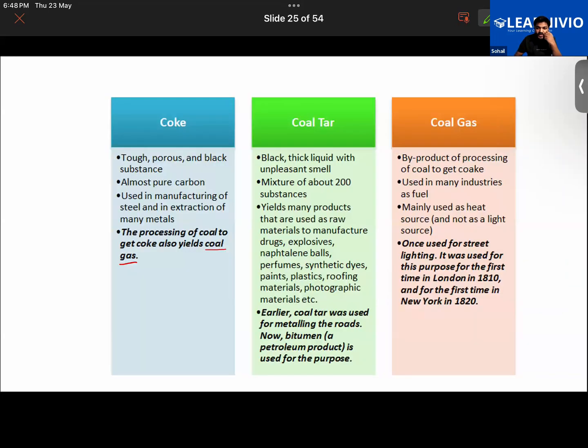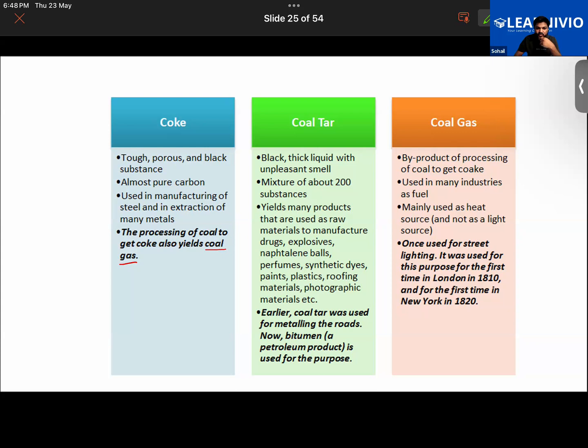Let's talk about coal tar. It is obtained in which test tube? In the second test tube. Sorry, B. In test tube B, correct. Okay, will it be settling down or will it mix into the water? It will be settling down. Settle down, very good.